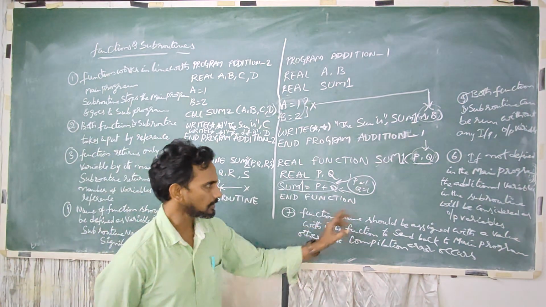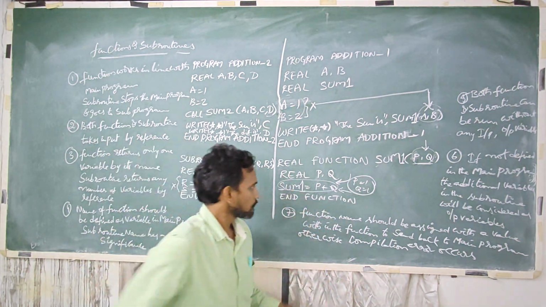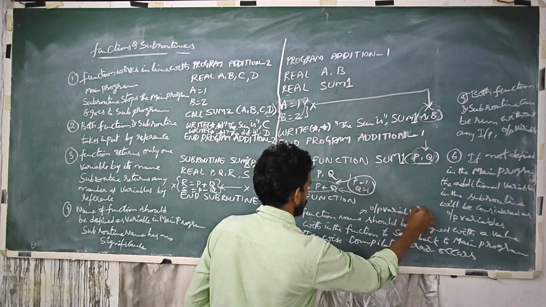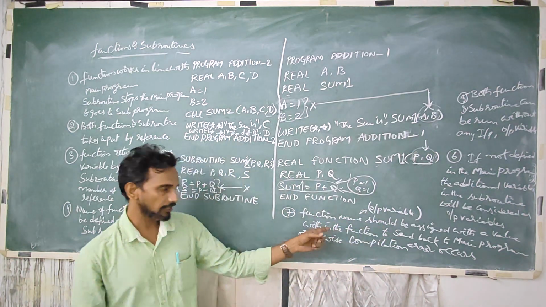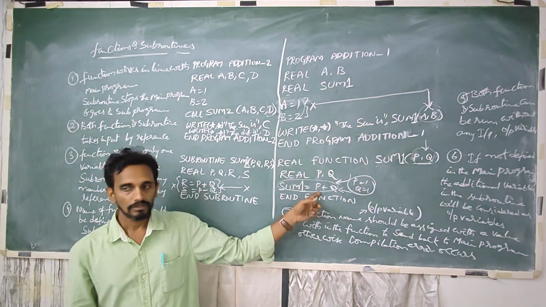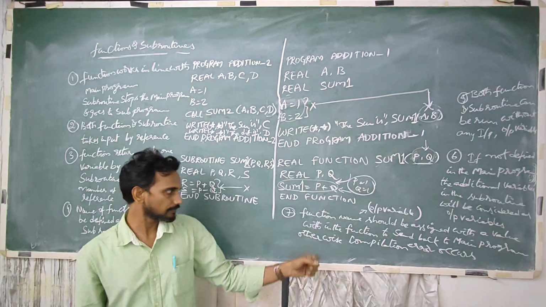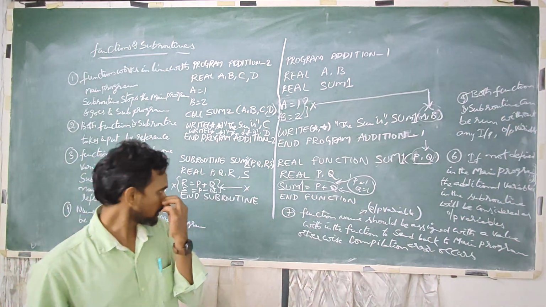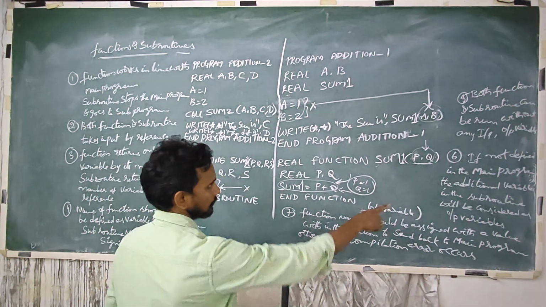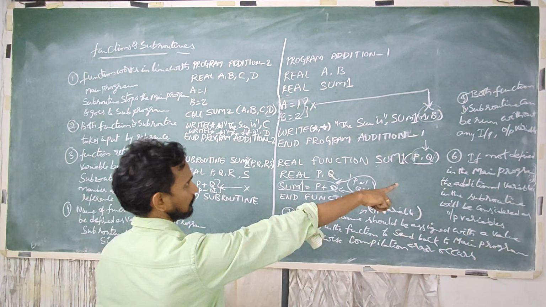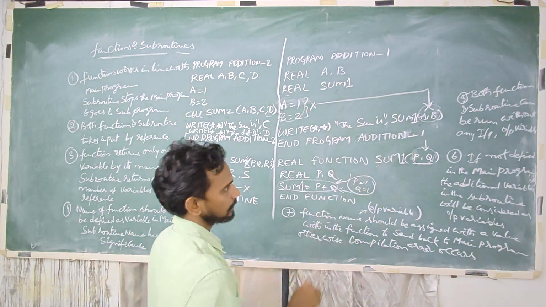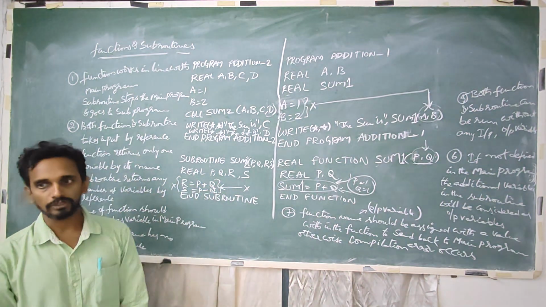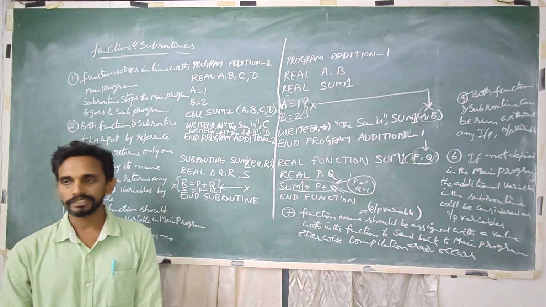So the function name itself is the output variable. So the output variable must be assigned with some value in the function program, otherwise it shows an error. Whereas in a subroutine, if variables are not defined in the main program, they will be considered as output variables. And if you don't assign any value in the subroutine, it takes a random number.